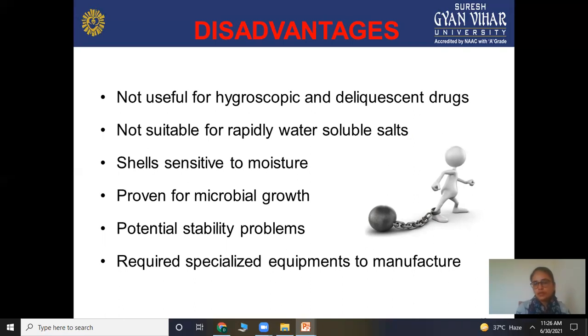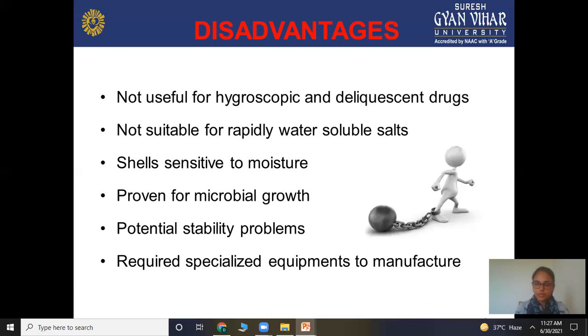Not suitable for rapidly water soluble salts, means it is also not suitable for those drugs which are water soluble salt form or water soluble in nature. And shell is sensitive to moisture. When you expose or store your capsule in a humid or moist condition, there may be chances that it can degrade or show some stability problem. So it is very sensitive to moisture. So some precaution is required that your surroundings should not have any moisture or humid condition. And next is prone to microbial growth.